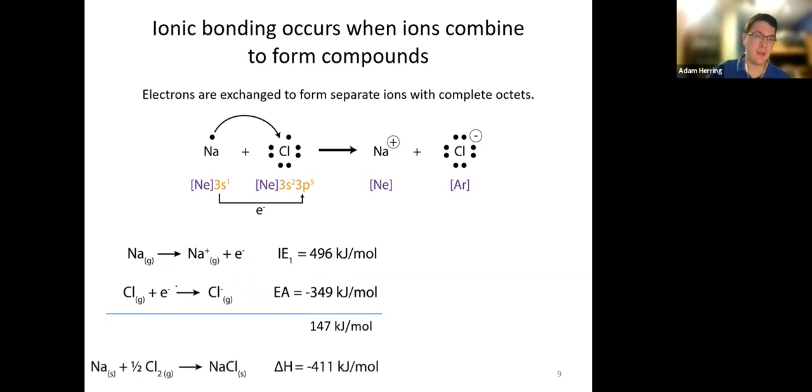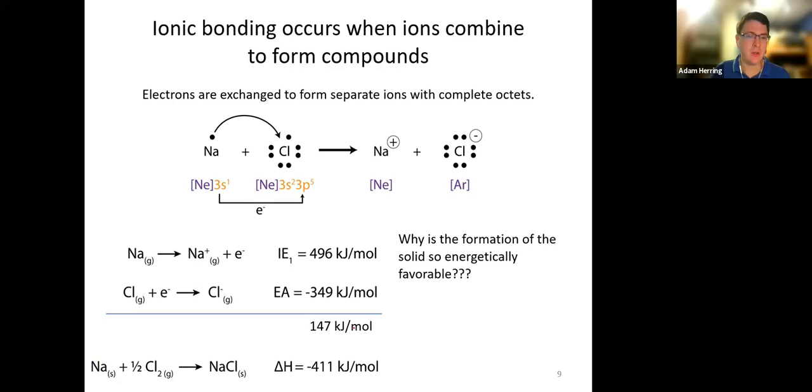However, if instead of doing this in the gas phase, or rather, if we take the elemental forms of sodium and chlorine and then combine them to form solid sodium chloride, we see that this gives off actually about 400 kilojoules per mole. So what is the cause of this discrepancy?